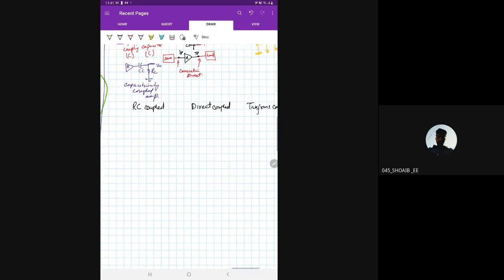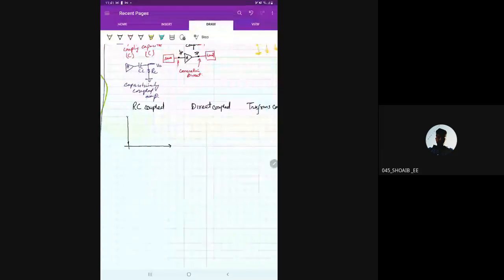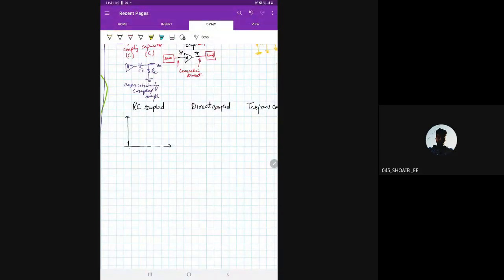They have a gain versus frequency response like this. Gain versus frequency response is just like a DNA print of an amplifier. It defines how the amplifier will work. So this is voltage gain, for example, magnitude, and this is frequency. RC coupled amplifier ka gain versus frequency response is generally like this. In direct coupling we do not have capacitors, so the frequency response looks like this. I will explain everything about why it looks like this.